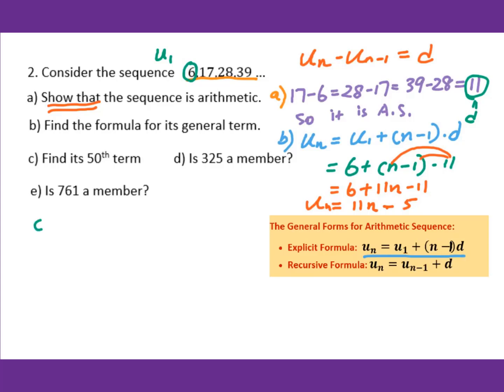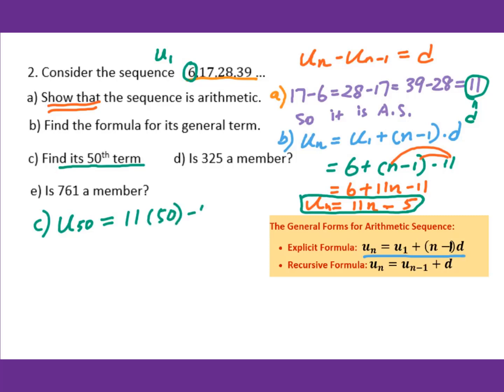Then find the C. Find its 50th term. Since we already got the nth term, that's the general form. So we got U sub 50. Change every single n into 50. So 11 times 50 minus 5. So you get 545.